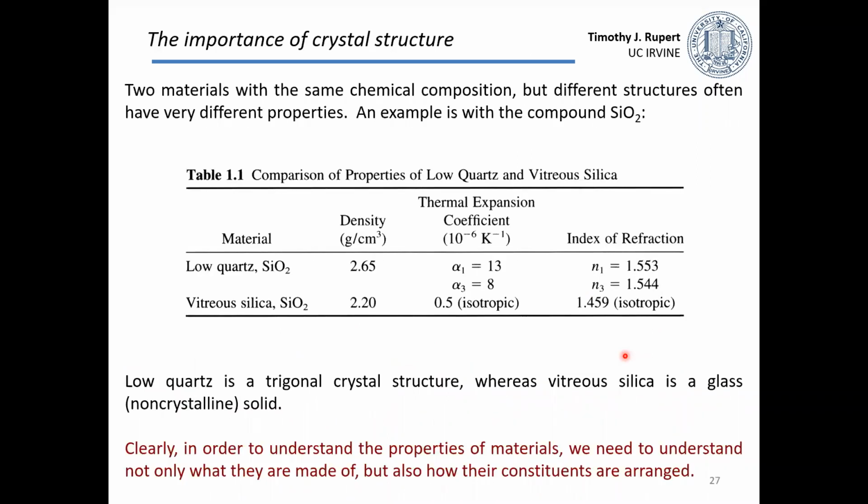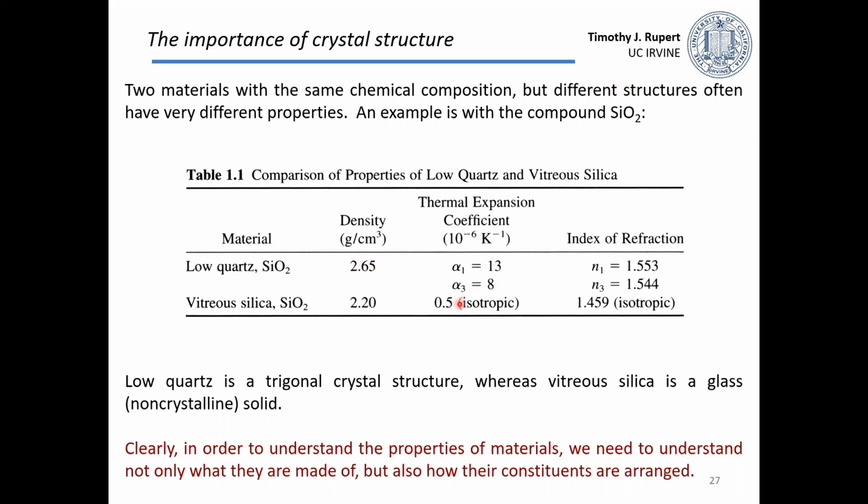So just to see that crystal structure is very important, we can look at that silicon dioxide I've mentioned a few times. So of course, you can have different materials by choosing different elements, but even if everything is the same, if we have the silicon dioxide stoichiometry, we can have a material that's called quartz, or we can have vitreous silica. They're very different in terms of their density. They're very different in terms of their thermal expansion coefficient. So for example, the vitreous silica has a lower thermal expansion coefficient, but it's also isotropic.